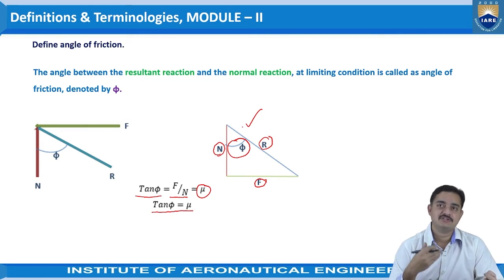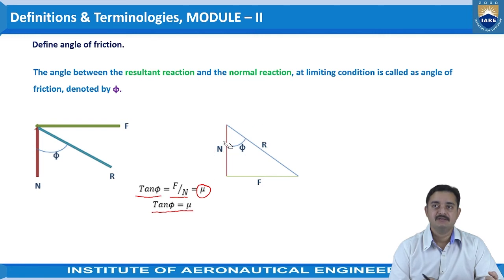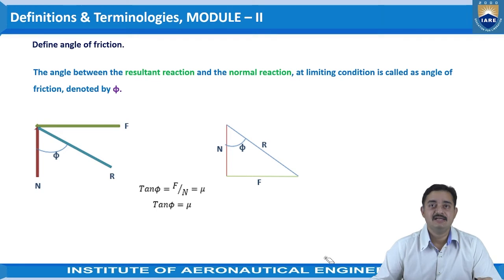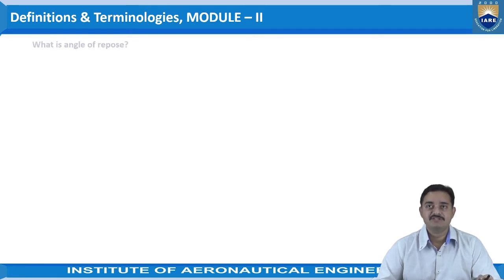So, the coefficient of friction value mu can also be given in the form of the angle of friction, which is tan phi. This is the definition of the angle of friction: the angle between the resultant reaction and the normal reaction at limiting condition is called the angle of friction, and it is denoted by the letter phi. Coming to the next one. What is angle of repose?